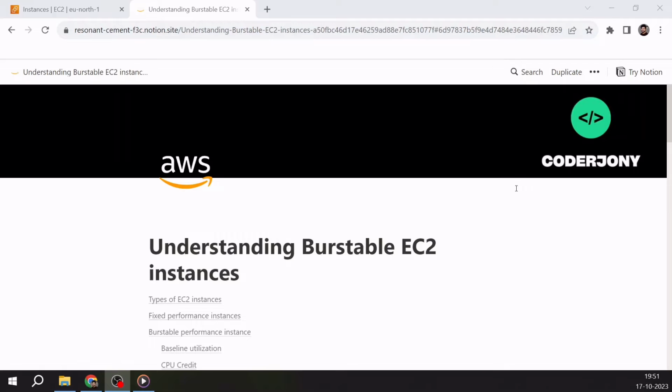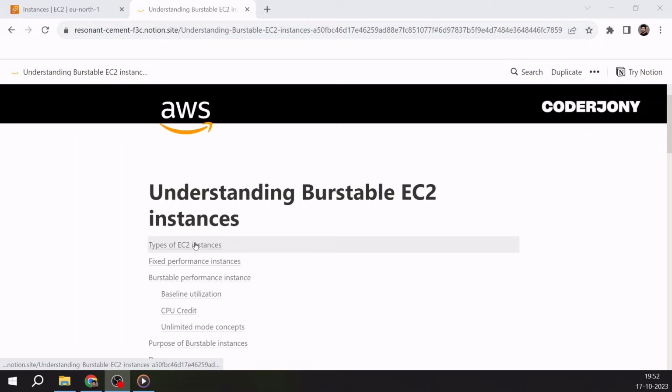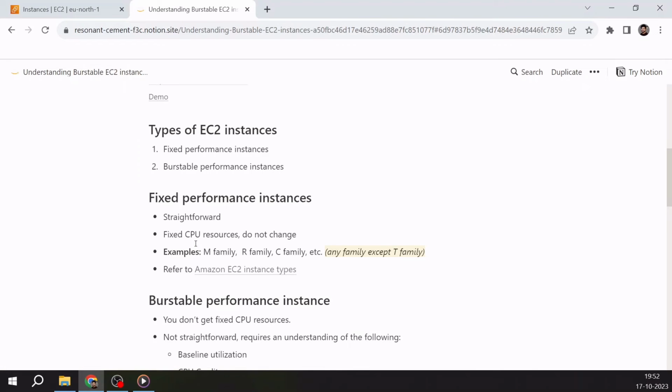Okay, so before we start understanding what is a Burstable EC2 instance, let's first understand what are the types of EC2 instance. So you will just click here. There are two types of EC2 instance. One is fixed performance instance, another is Burstable performance instance. So let's first understand what is a fixed performance instance. Fixed performance instances are very straightforward.